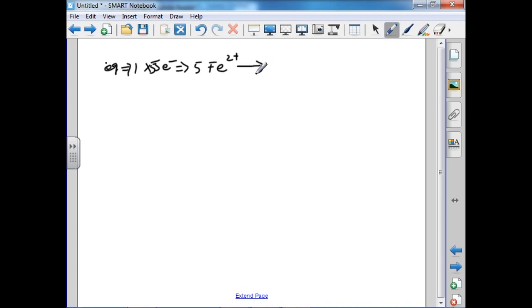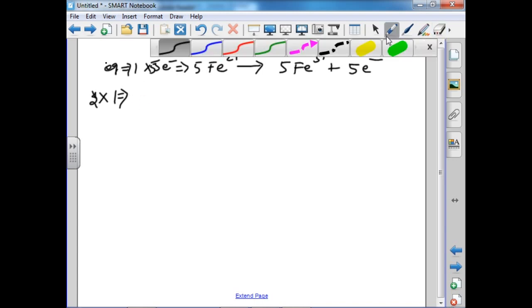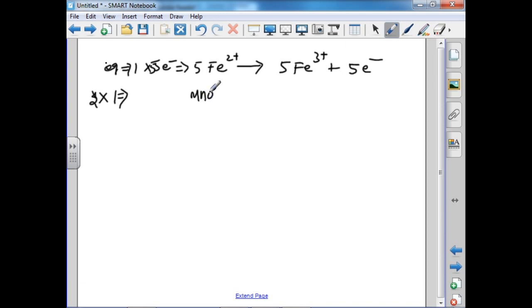Fe2+ gives 5 Fe3+ plus 5 electrons. From the third equation, there is no change, so multiply by 1. MnO4- plus 8H+ plus 5 electrons gives Mn2+ plus 4H2O. So there are 5 electrons on the reactant side and the product side.